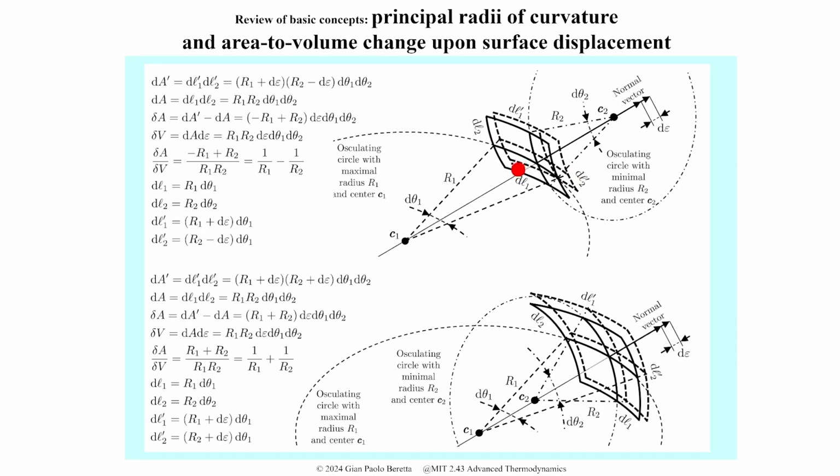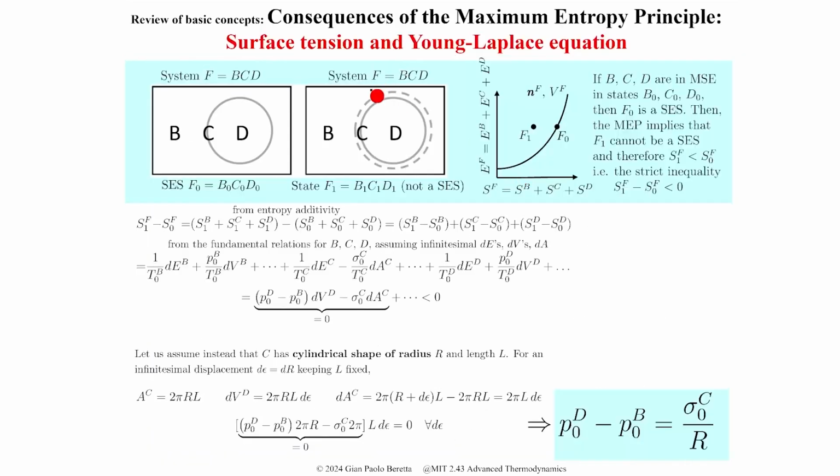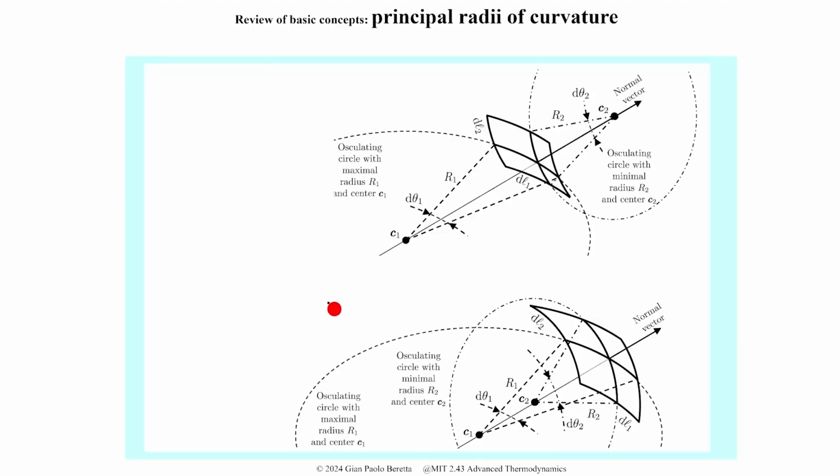Remember that we were talking about this situation. We want to perturb the shape of the drop and go to another state, and we want to compute the volume and the area. What is important is the ratio of the area change over the volume change.